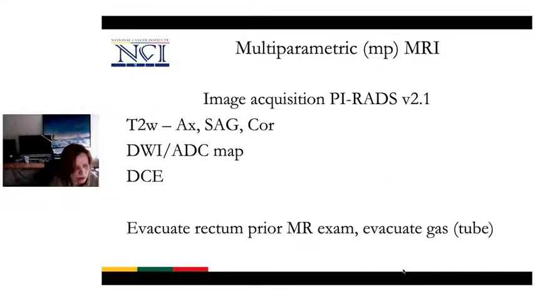So what does multiparametric MRI mean? It means that we are making several sequences that we need for evaluation. It's T2, diffusion weighted with ADC map, and contrast enhanced images. What is really important is to make a high quality exam, and we have to evacuate the rectum prior to the MRI exam, evacuate gas. It is recommended to use a gas tube, but not all technologists are performing this procedure.